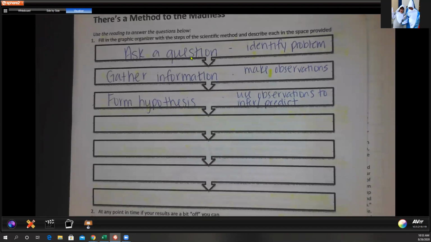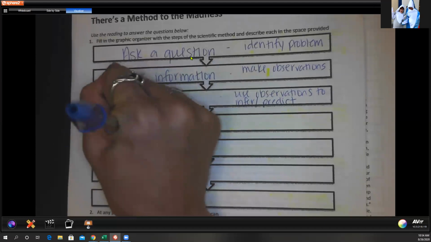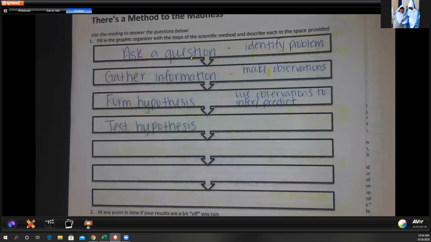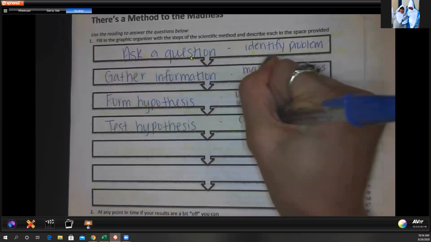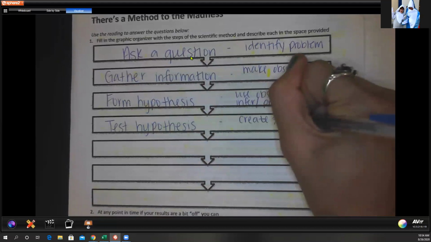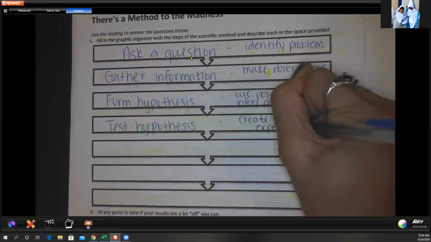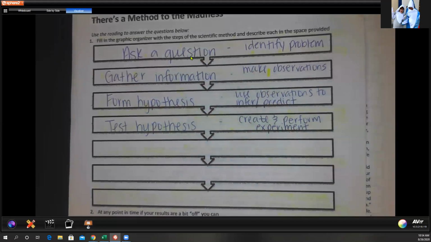So I've asked my question, I've gathered information, I've formed my hypothesis. Are we done? No, because there's still some more lines. Fiona, what's the next step? Yes, I test my hypothesis. So this is where I create and perform my experiment. And we'll get into what that means in terms of the variables and all of that stuff, but we got to get our method down first.